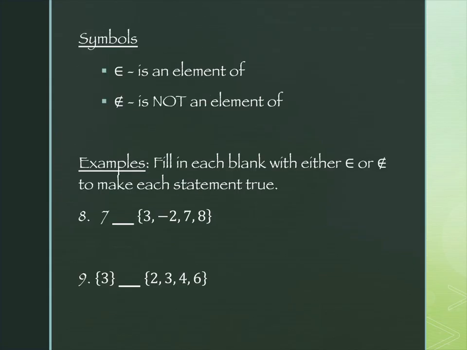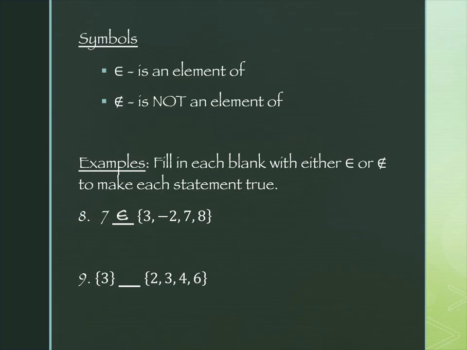Okay, we already did the symbols, element and not an element. What we're going to do now is fill these blanks in with the proper symbol. So it says to fill in the blanks with either the element or not element symbol to make the statement true. So this tells you you have an element 7. Is 7 an element of the set that's being described on the right? Yes, it is one of them there, right? So we're going to put an element symbol here.